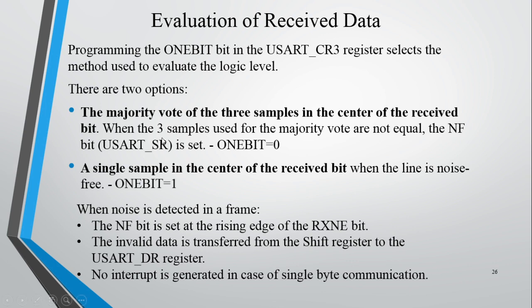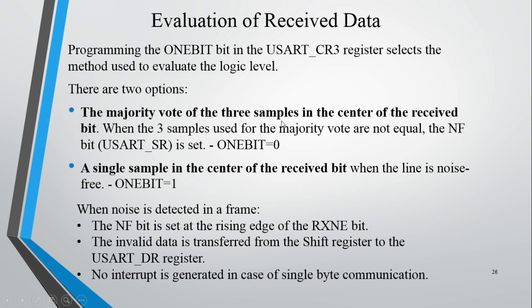If any one of the 3 samples which is sampled at the sender is not the same, then it identifies that it is noise, it is not received, it is not valid data. So how will you identify that? The noise flag in the status register will be set, right? So if you are writing 1 bit in the control register as 0, that means you are configuring the majority voting of the sender's 3 samples.